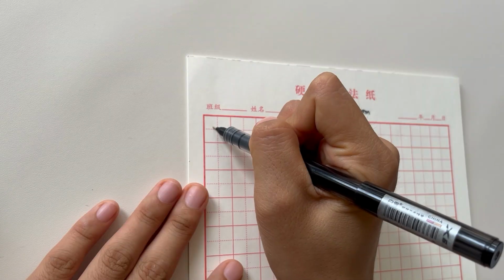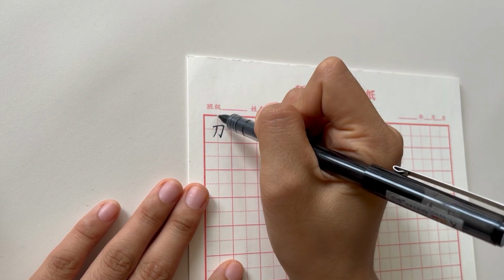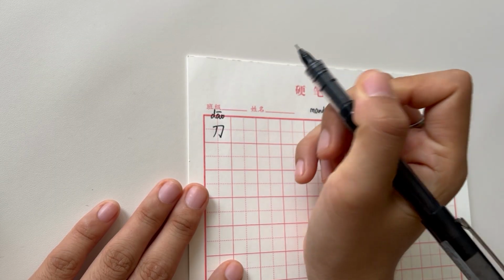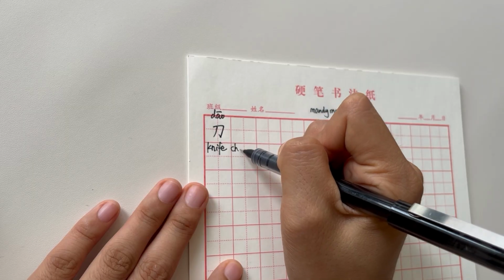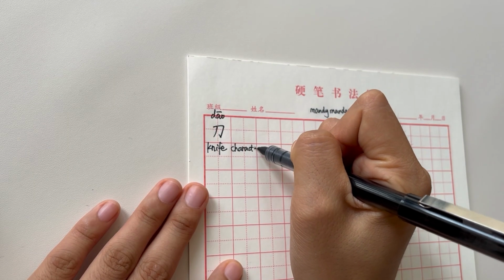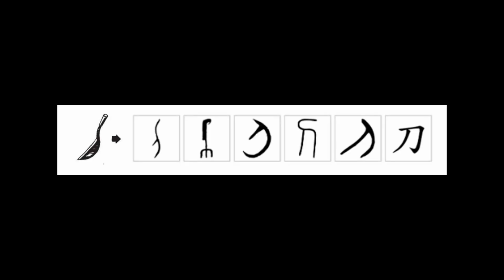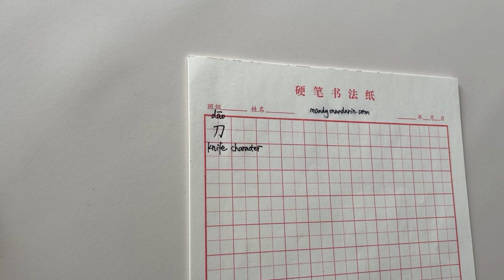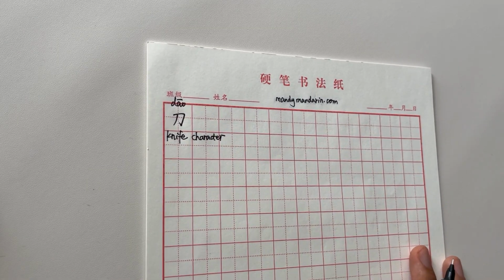刀 is the knife character. And here is the evolution of this character, 刀. It evolved from the shape of the knife. Okay, so back to the knife characters. Let's turn it into the knife radical.